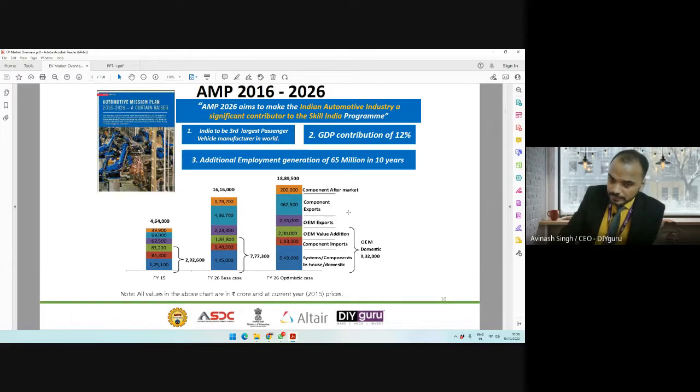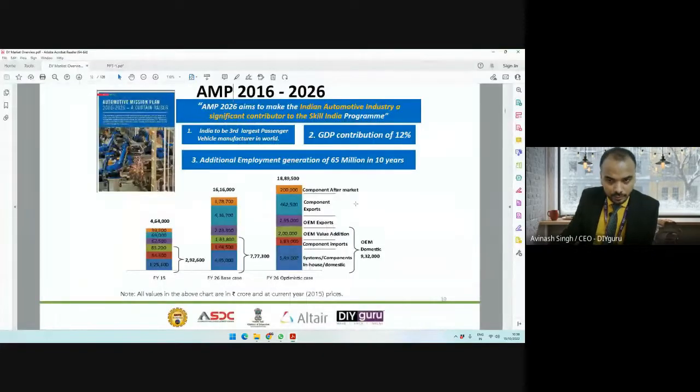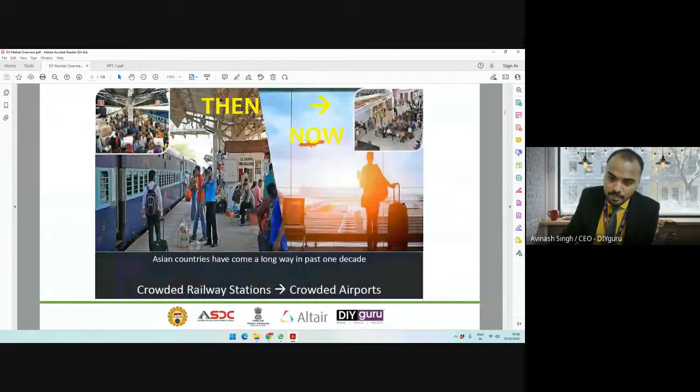So unless and until this whole PLI scheme and the schemes related to battery manufacturing, electronics, I mean chips, design and manufacturing, are happening, Indian players will be facing issues with the localization of components. So that is very much mandatory, and the government is playing an active role on that part as well, right?